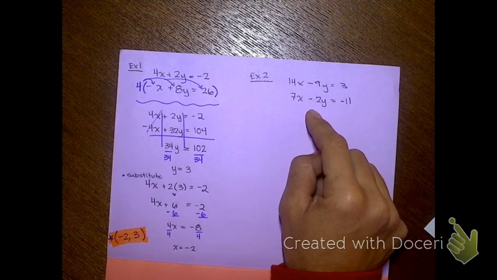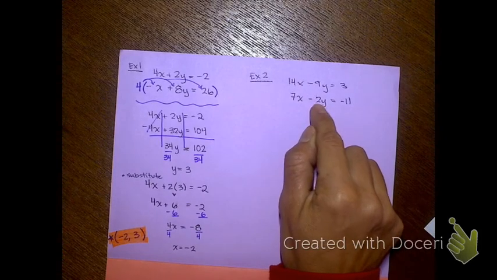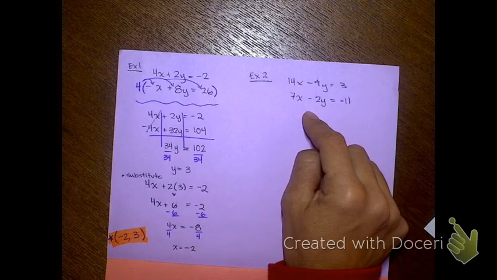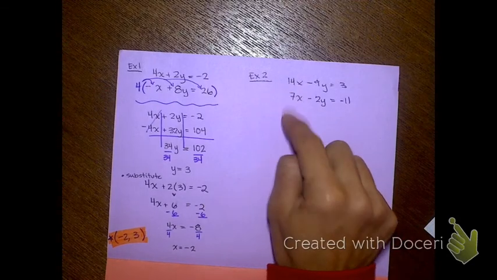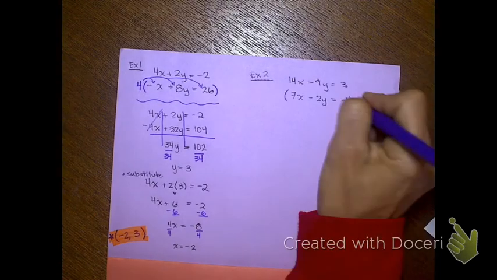Now, when I'm looking at what numbers I have here, is it easy to turn 2 into 9? No. 2 times 4 is 8. 2 times 5 is 10. It's not easy to turn 2 into 9. Is it easy to turn 7 into 14? Yes. What do I have to multiply 7 by to turn it into 14?